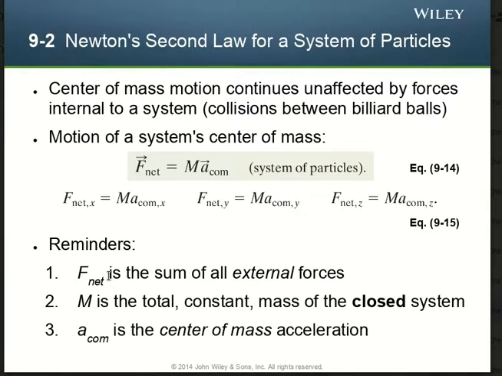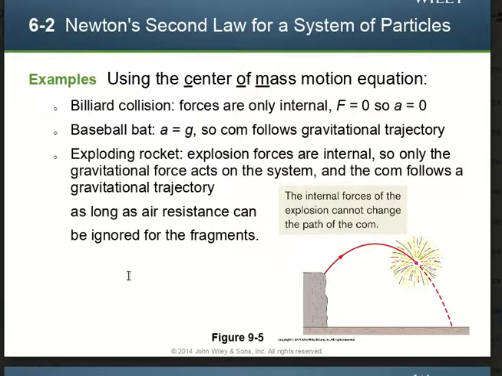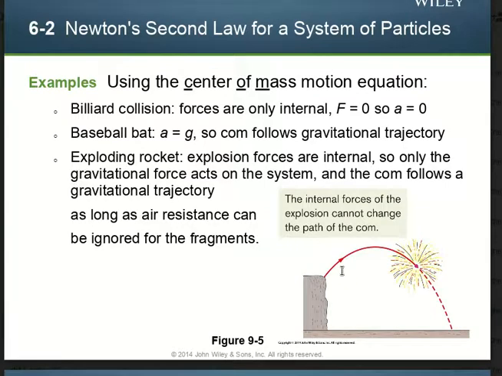This is one example of how useful the center of mass is. We can now talk about Newton's second law in a system of particles, in which the sum of forces is equal to the mass of the system times the acceleration of the center of mass. One example is when a rocket explodes: because no external force is acting on it, the center of mass continues its trajectory, even though the particles are flying away. The center of mass keeps going. Okay.